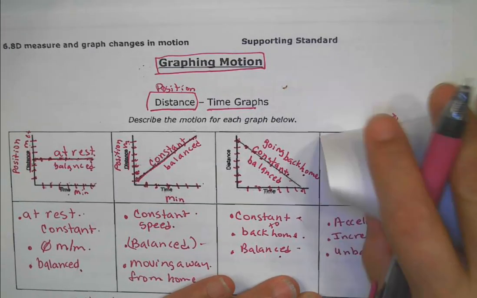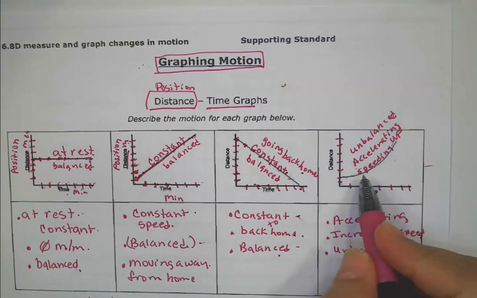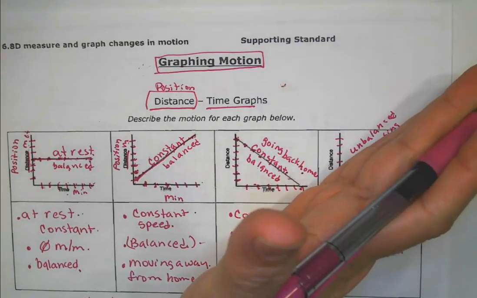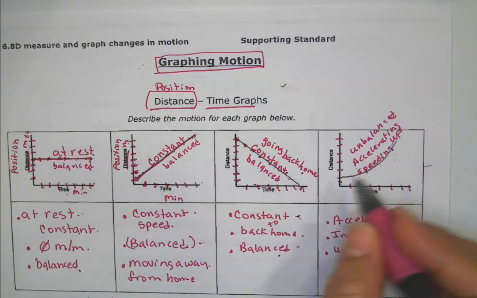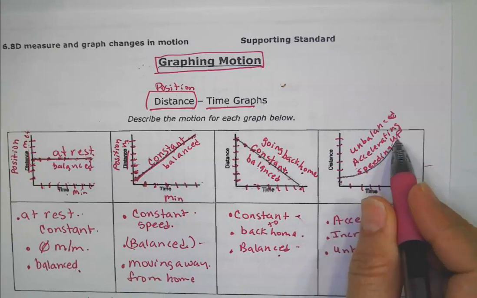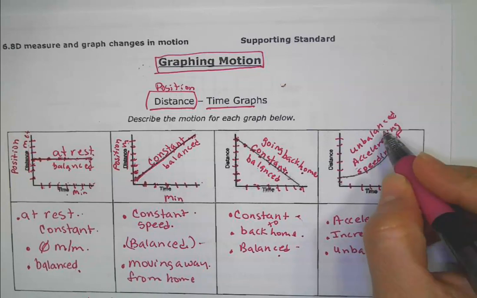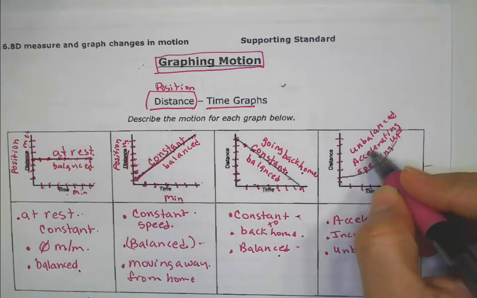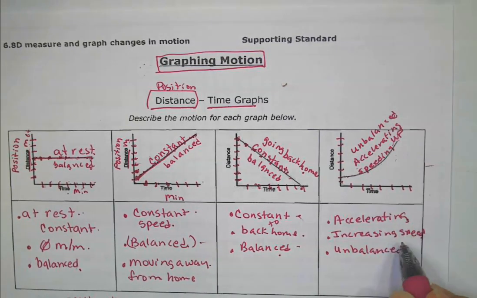Now we're going to go to the last example. And as you can see on the last example, we do not have that straight line. We don't have that slope. Instead, we have a curved line. So that means that the line right here is not much of an angle. So it started slow and then the object sped up. So here we say the object is speeding up, it's accelerating and forces are unbalanced. So here we have accelerating, increasing the speed, and forces are unbalanced.